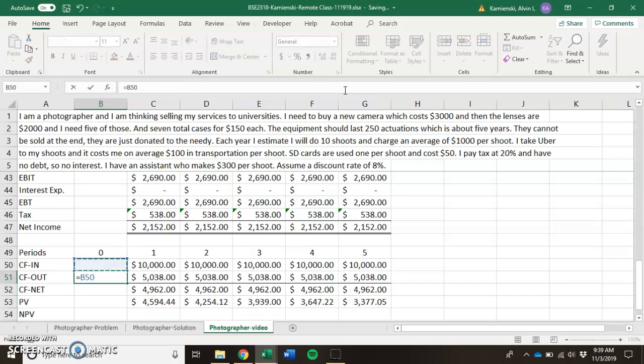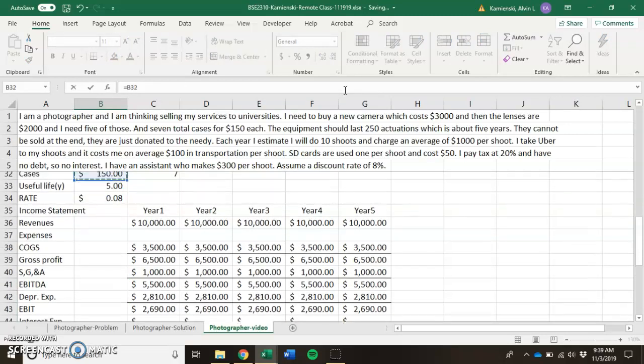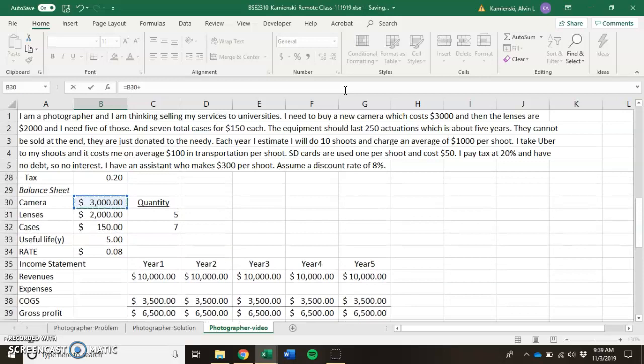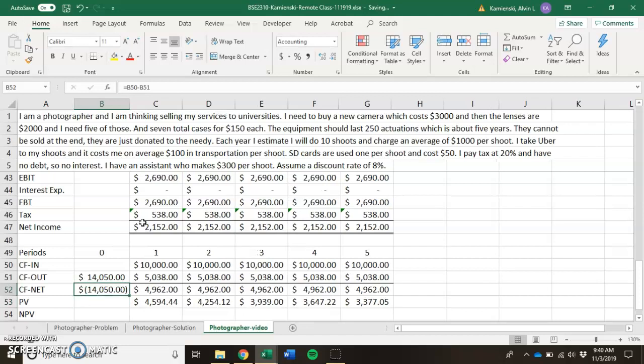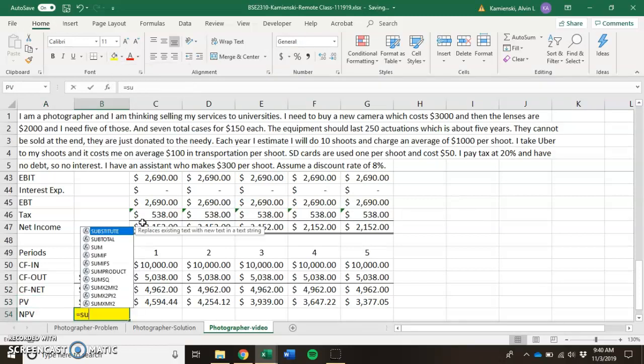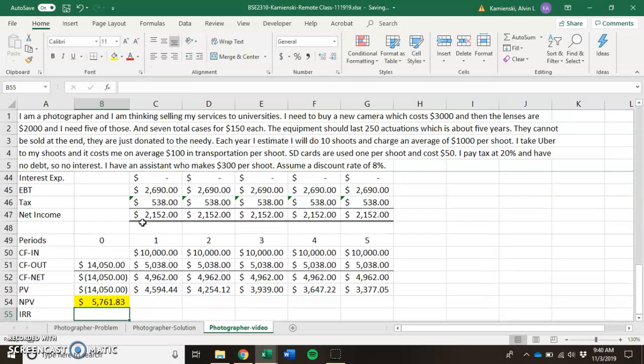The whole reason that we could do this is we had to buy all this equipment, which included a camera plus 5 lenses plus 7 cases. There's that original 14,000, which shows us then at the beginning of our entire investment period, it cost us $14,000 to produce these cash flows, which if we copy and paste that, we can see it's a negative original cash flow. The NPV then is just the sum of all those present values.